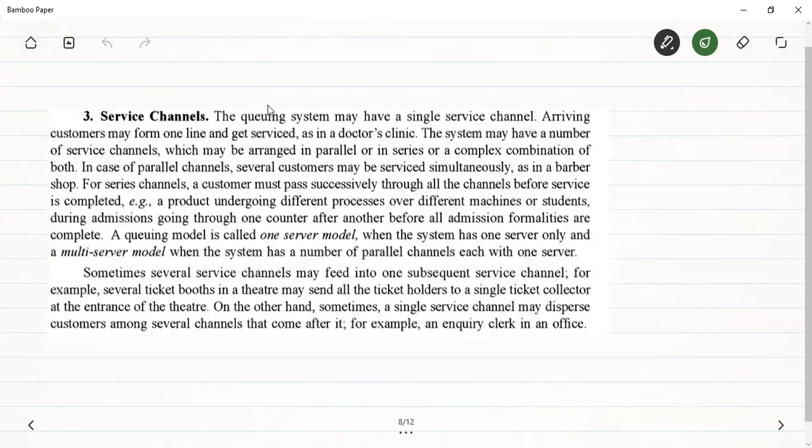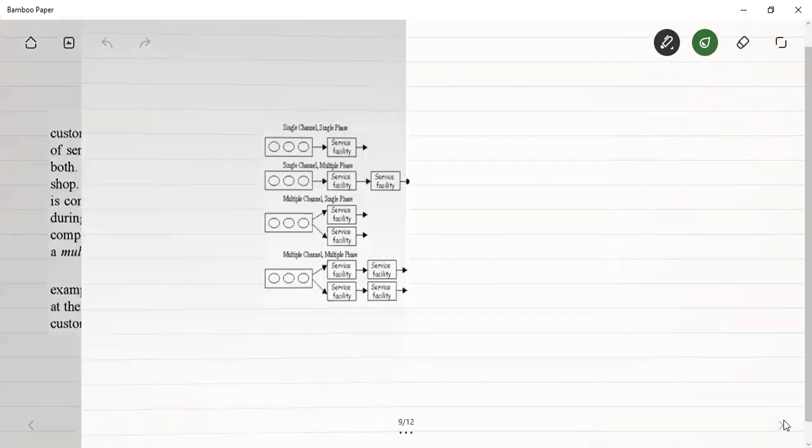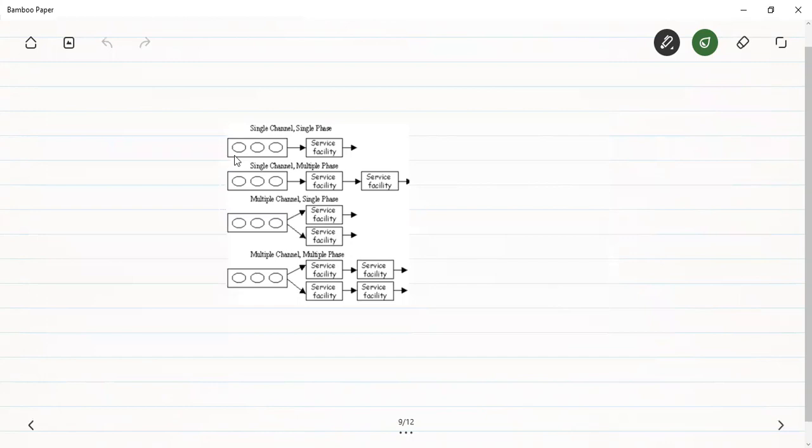So, service channels. You can read this text, and I can give you the example. This is an example of single channel and single phase. You can see there are some people waiting in the queue. These circles represent the people waiting in the queue, and this is a service facility. If we talk about, suppose, a ticket counter, the people are waiting in the queue.